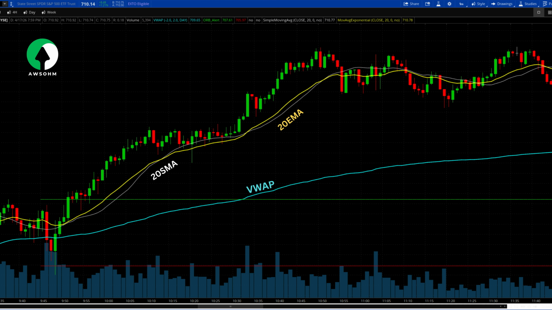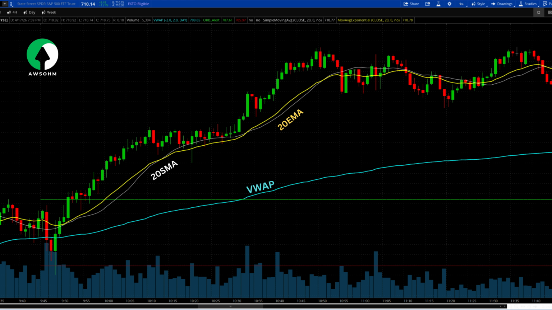VWAP, Volume Weighted Average Price. VWAP is one of the strongest companions for moving averages in day trading. If price is above VWAP and also above the 9 and 20 EMA, that alignment shows strong institutional buying pressure. Many traders wait for pullbacks to the EMA while VWAP holds as support.